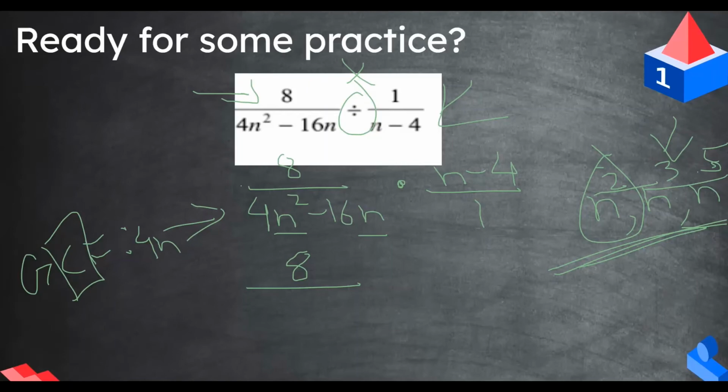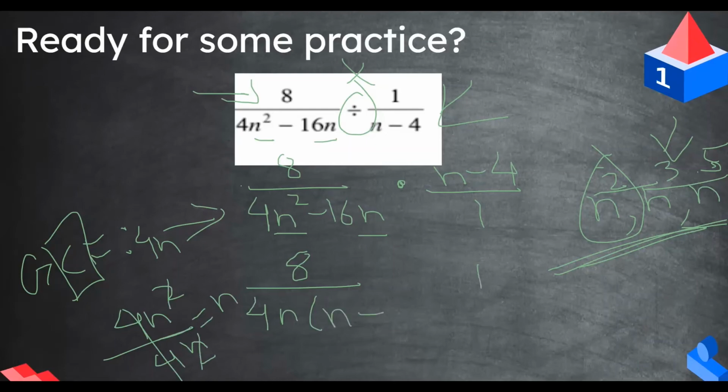So when you have n squared and then n, your GCF is going to be n. So you factor out 4n. 4n squared divided by 4n gives you n, because the 4's cancel out, and you have n squared at the top and n at the bottom, so you cancel out the n, and you're just left with n.